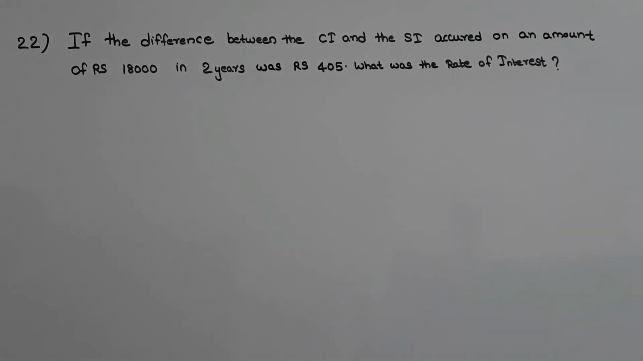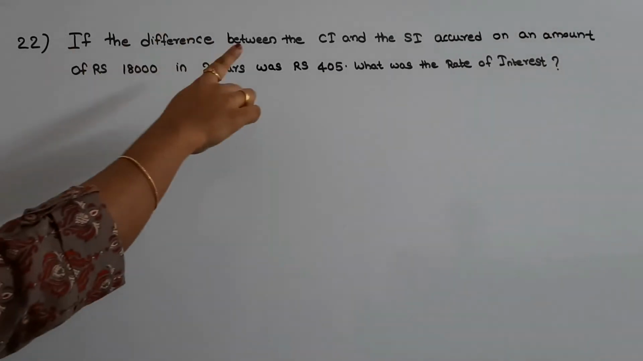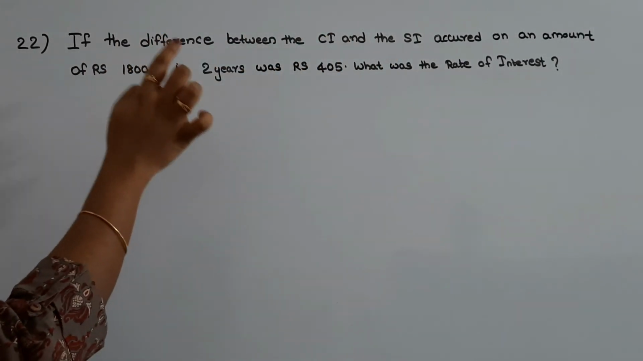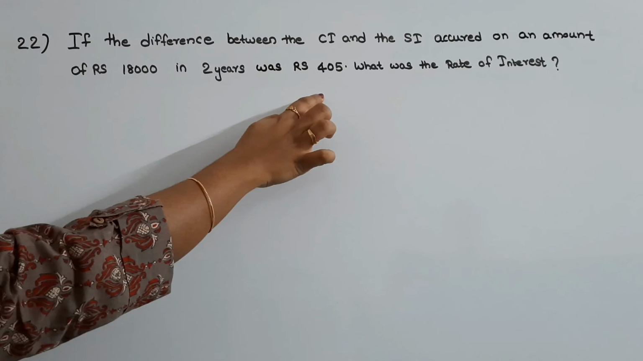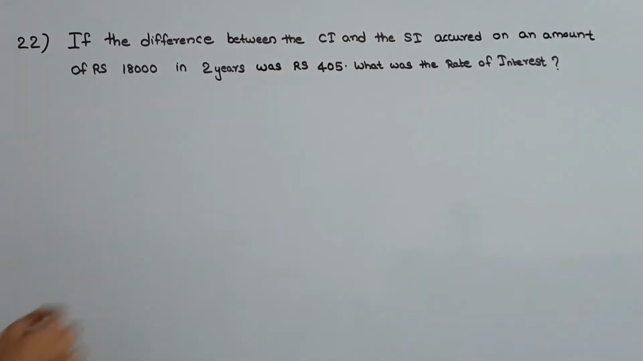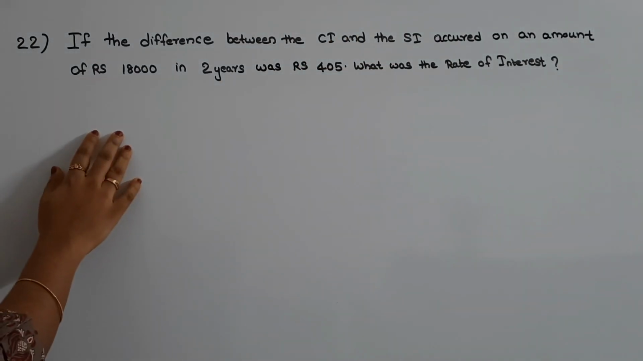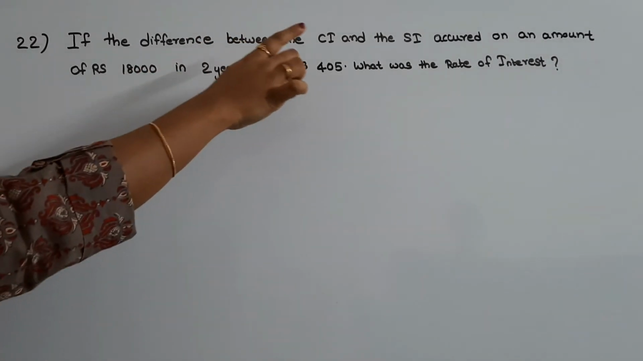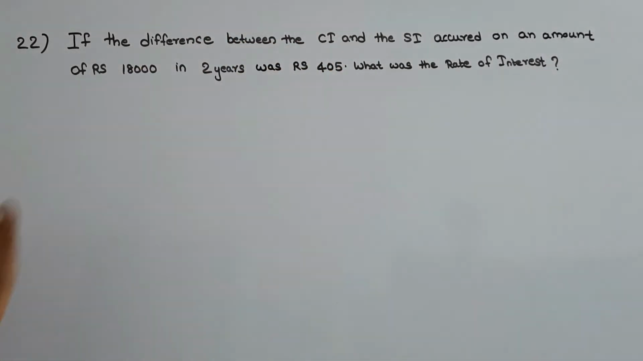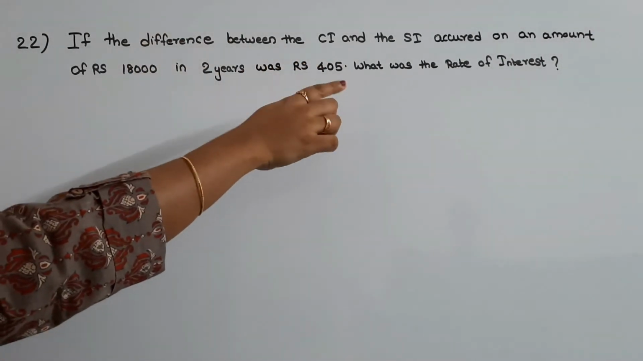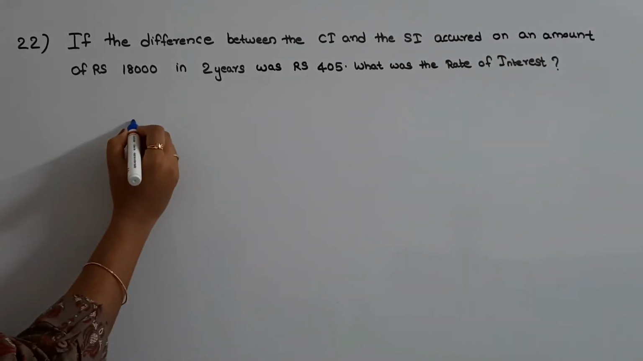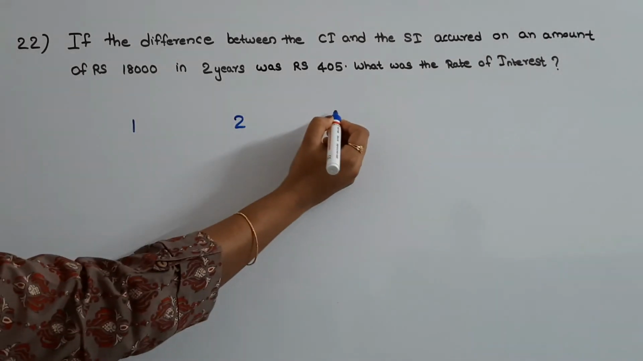The next question is, if the difference between compound interest and simple interest accrued on an amount of rupees 18,000 in 2 years was rupees 405, what was the rate of interest? In this question they have given us the principal and also the time period. They have also given the difference between compound interest and simple interest, and they are asking us to find the rate of interest. Now the time period is 2 years. So we will write it as 1, 2, 1.